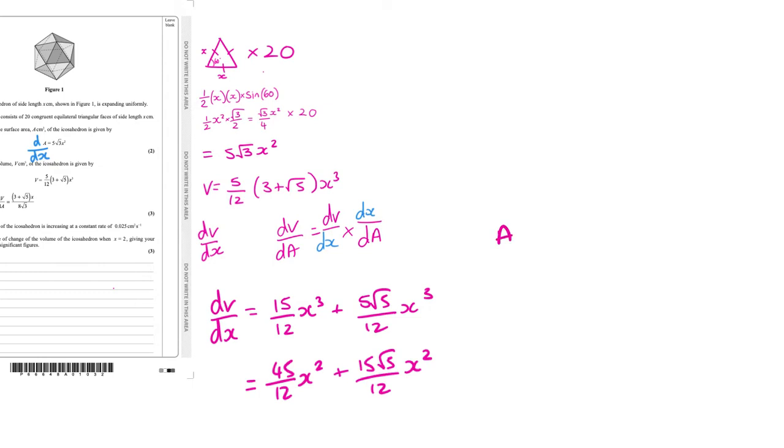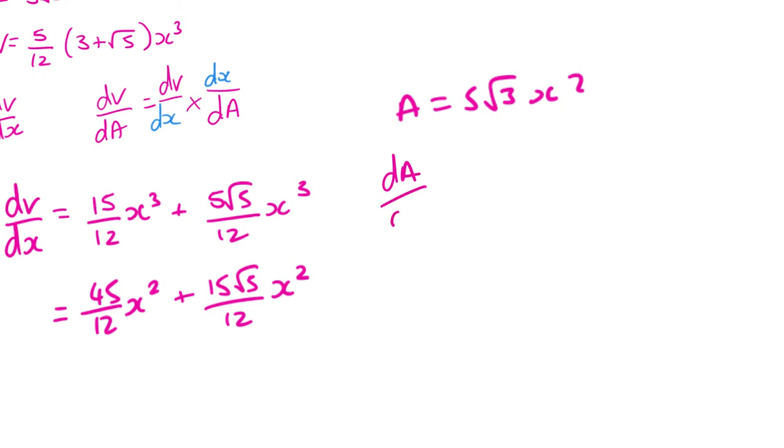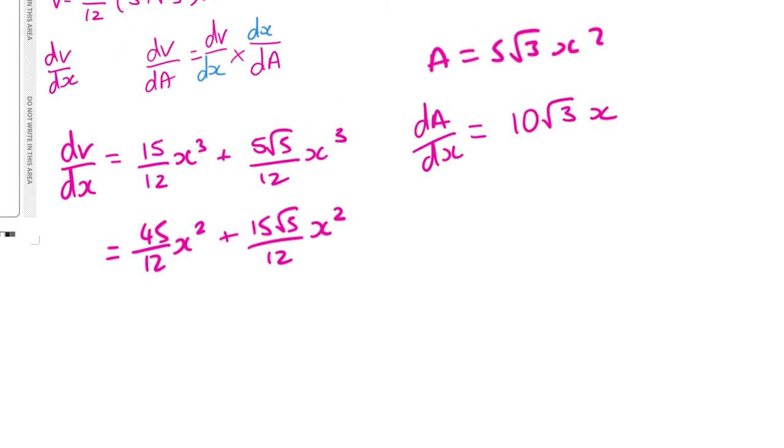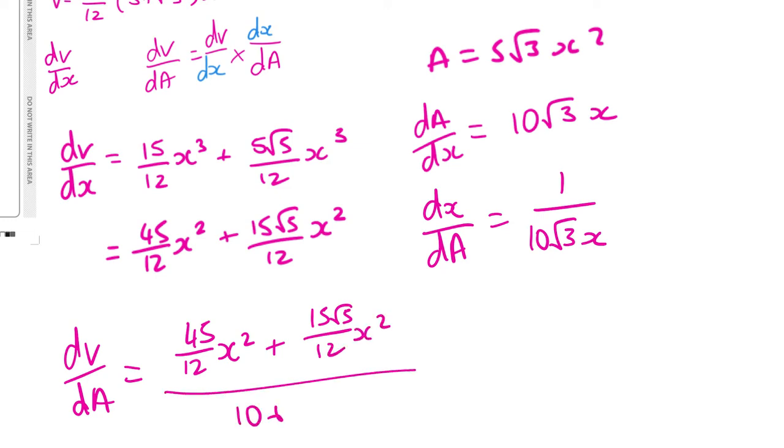So what did we know? A equals 5 root 3x squared. So dA by dx equals 10 root 3x. So now dV/dx multiplied by dx/dA is going to give me 1 over 10 root 3x. So I'm now going to have dV/dA equals 45 over 12x squared plus 15 root 5 over 12x squared all over 10 root 3x.